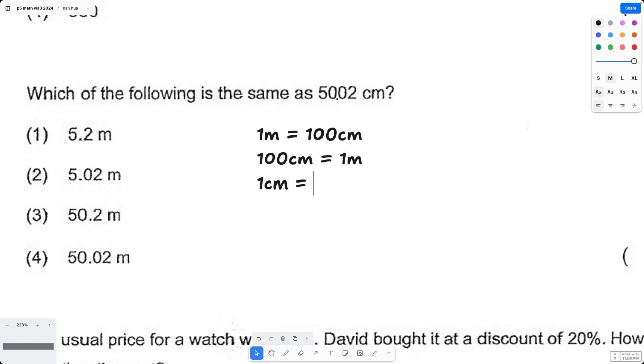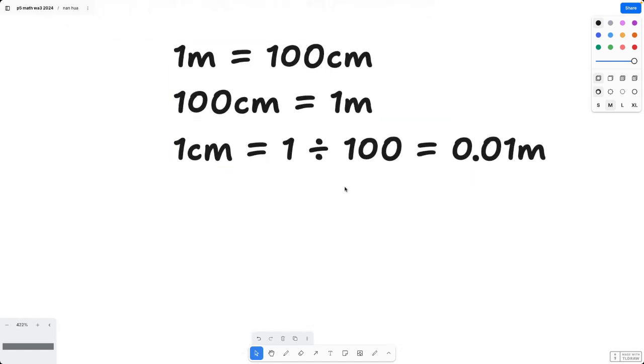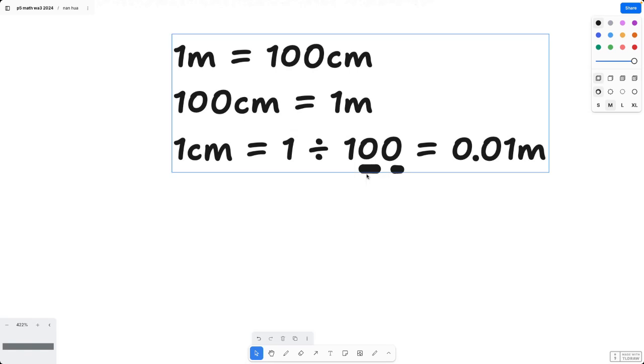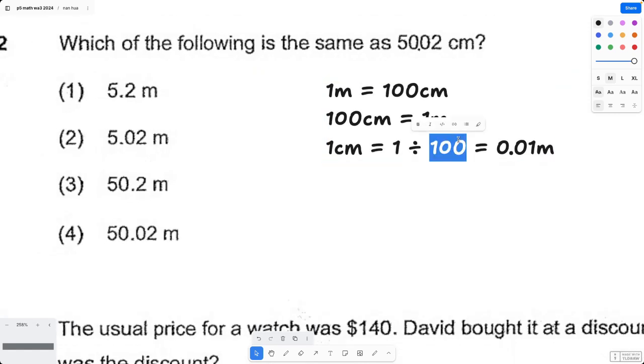So 1 centimeter is equal to 1 divided by 100, and this will give us 0.01 meters. Basically, for divide by 100, with the decimal place, you count the two zeros, 1, 2. So you move the decimal place 2 times. That means you put a 0 over here as well, and that's why it's 0.01 in this case. Now we know that 1 centimeter is equal to 0.01 meter.